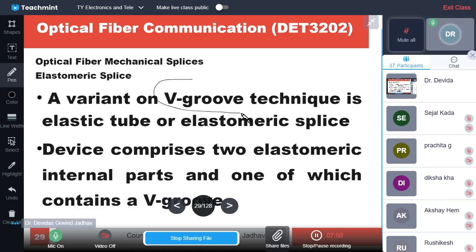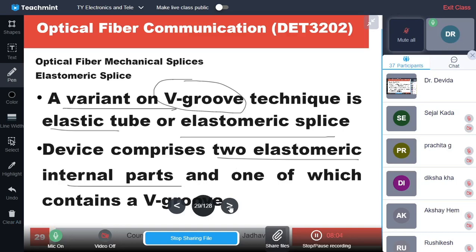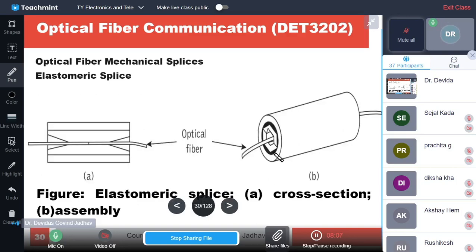A variant of the V-groove is also there, and that is the elastic tube, which is called an elastomeric splice. It has two elastomeric internal parts, elastic parts, and one of them has a V-groove also. So this is the tube. In cross section, it is a tube, and these are the two elastomeric parts, and this is the fiber. One of the parts has the V-groove. So here we can see one part, the second part, and one part has the V-groove, and this is the external tube.